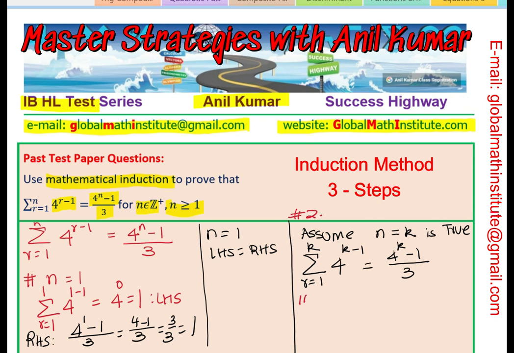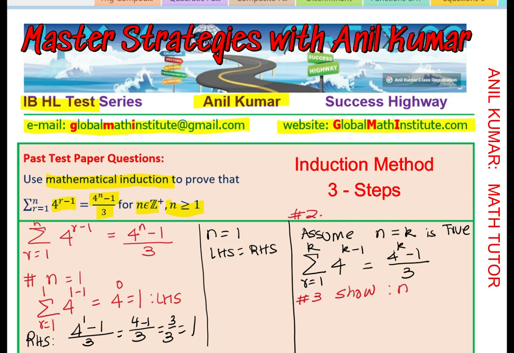And step number 3 is to show that it works for k plus 1 also, right? That it works for n equals k plus 1, right? This is what we need to prove. And that is, in short, that the sum from r equals 1 to k plus 1, it will be 4 to the power of k plus 1 minus 1, right?